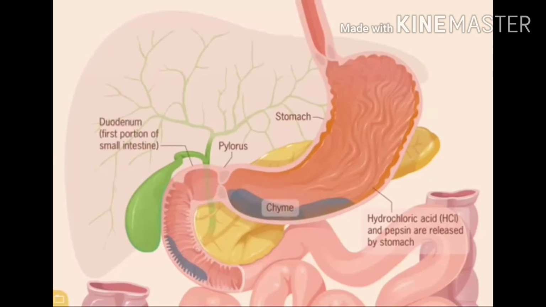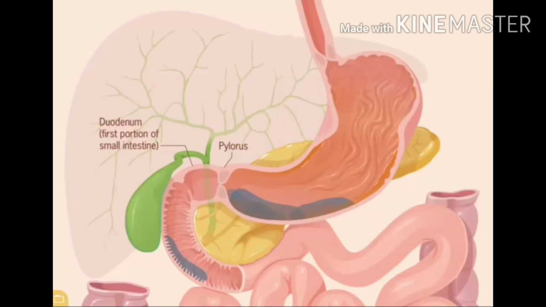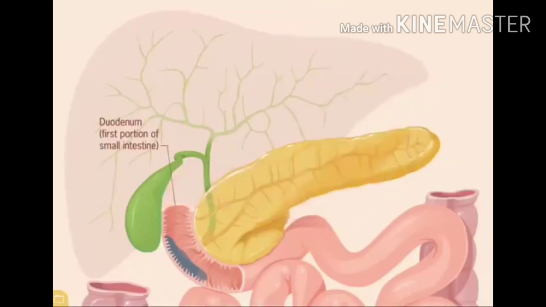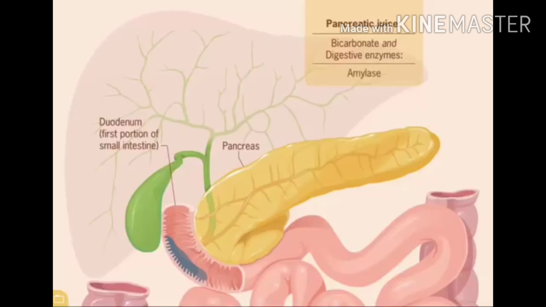This is the longest part of the alimentary canal. The small intestine is the site of complete digestion of carbohydrates, proteins, and fats. It receives secretions from liver and pancreas. Pancreas releases pancreatic juice which consists of enzymes like trypsin for digesting proteins to amino acids, pancreatic amylase for digesting carbohydrates to simple sugar, and lipase to digest emulsified fats to fatty acids and glycerol.